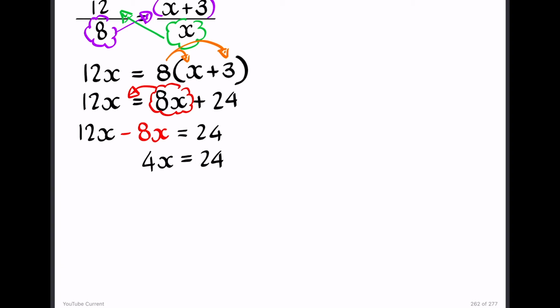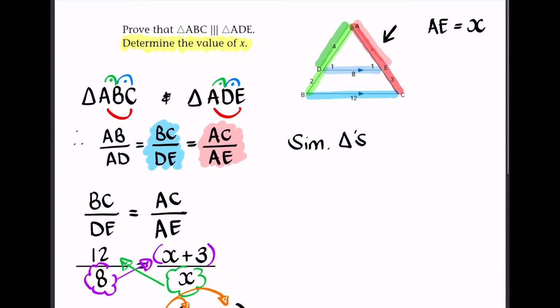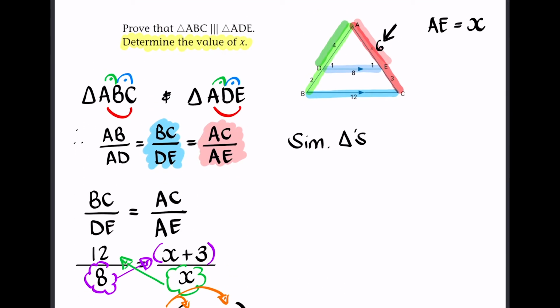And now I want to get that x by itself. So in order to get the x by itself, I'm going to divide both sides by 4. So therefore, x is equal to 6. So I could take that x being 6 and put it onto the diagram.